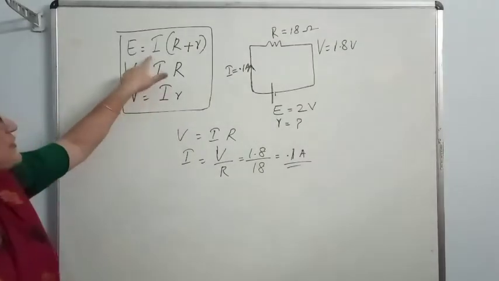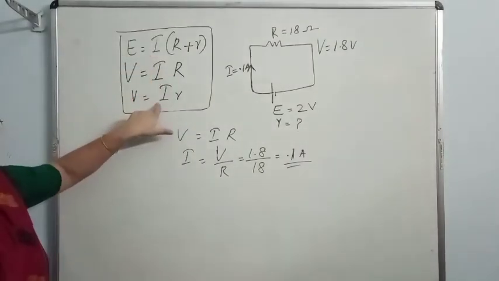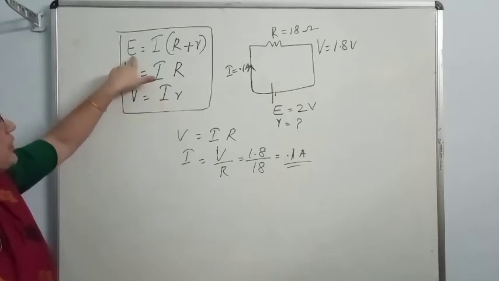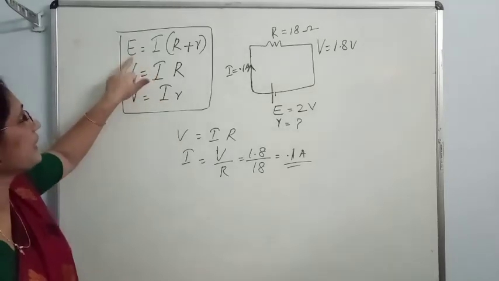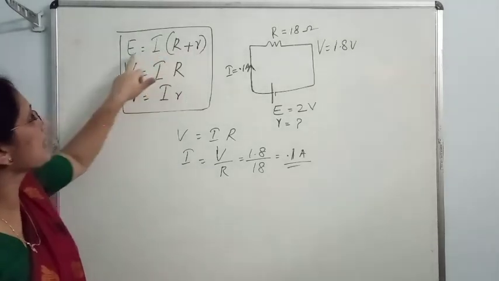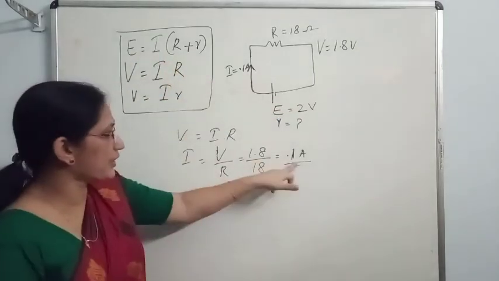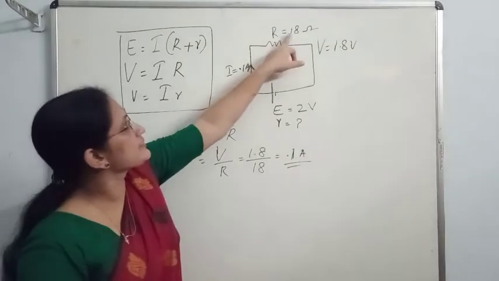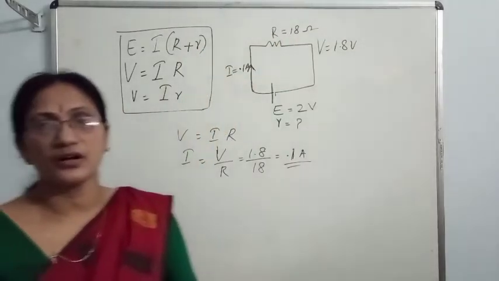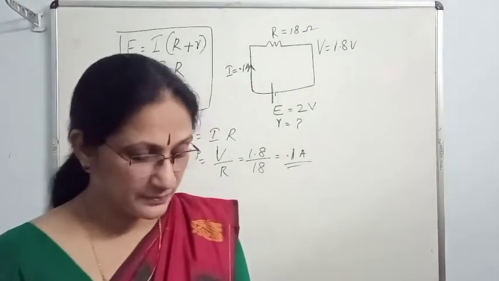Now use the first formula, or you may use this formula also, no problem. You may use either first or third formula. E is equal to I into R plus r. E is 2 volt. I you got as 0.1 ampere. Capital letter R is here, small letter r is unknown. You can solve and get it.